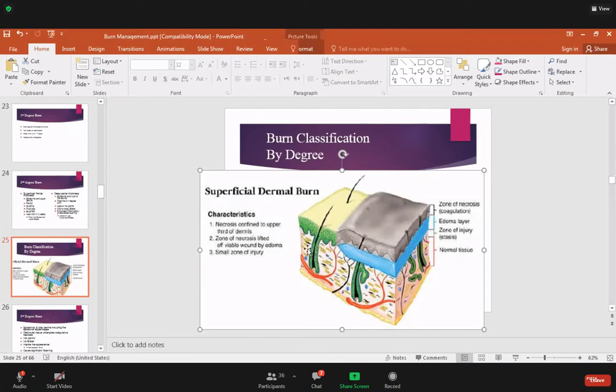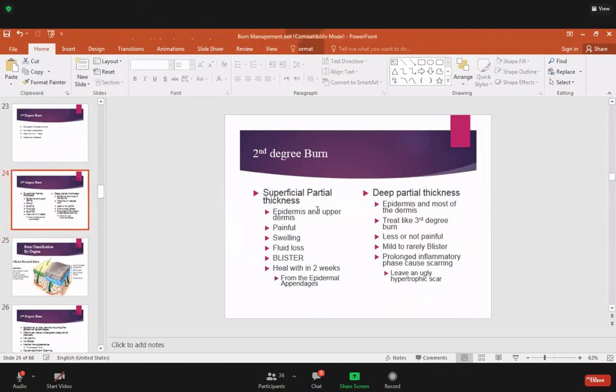If it is extending into the reticular dermis, this is the deep dermal burn, or the deep second degree burn. Now, to differentiate what is a superficial partial thickness burn and what is a deep partial thickness burn, they're also called partial thickness burns. So superficial is epidermis and the upper dermis, the papillary dermis, and deep is epidermis and most of the dermis.